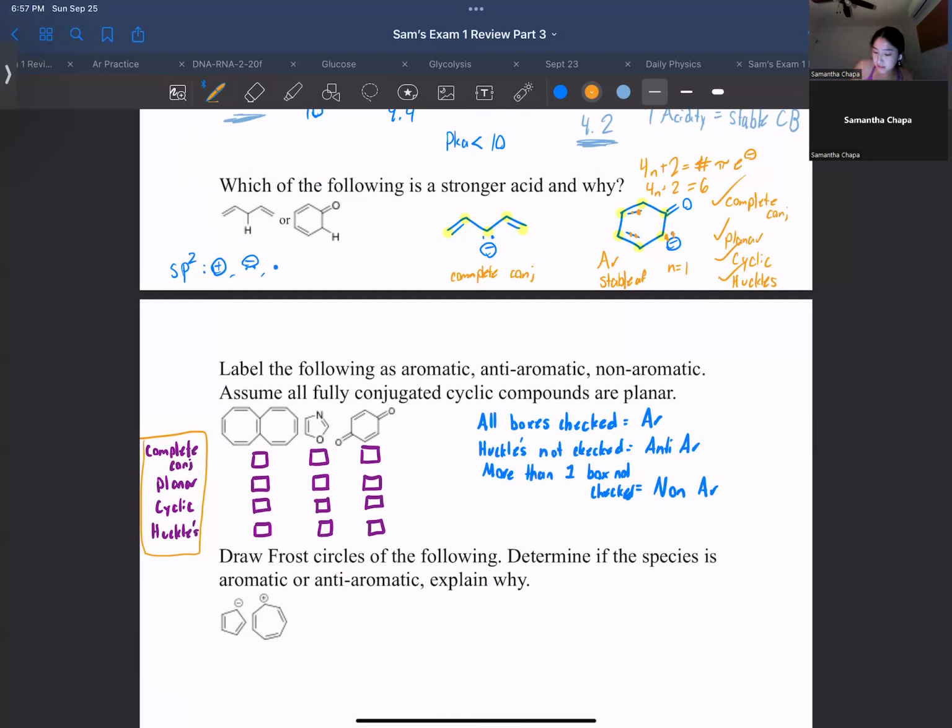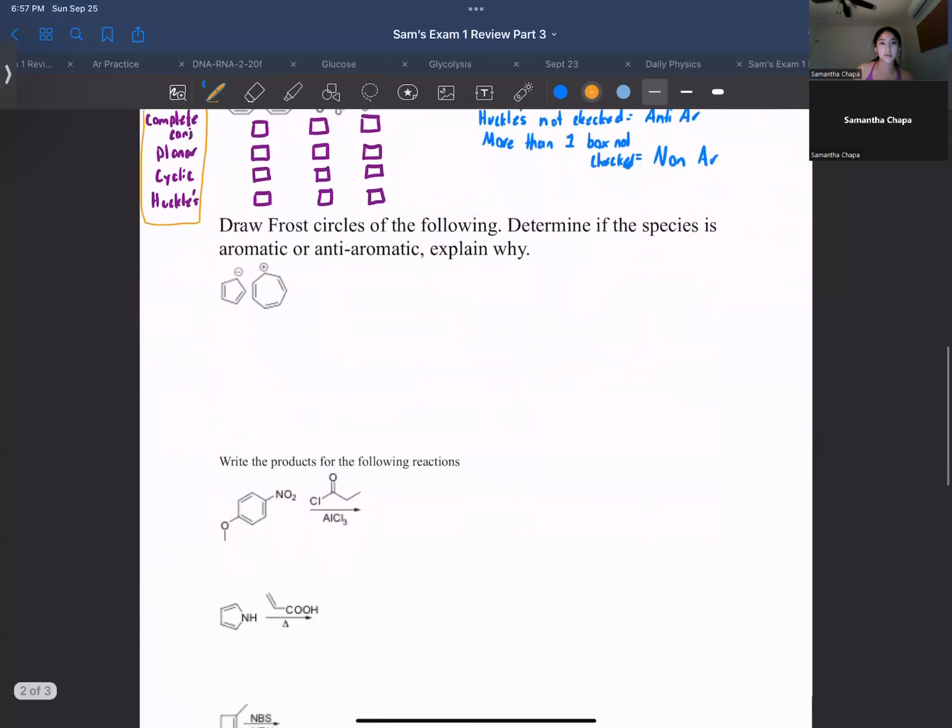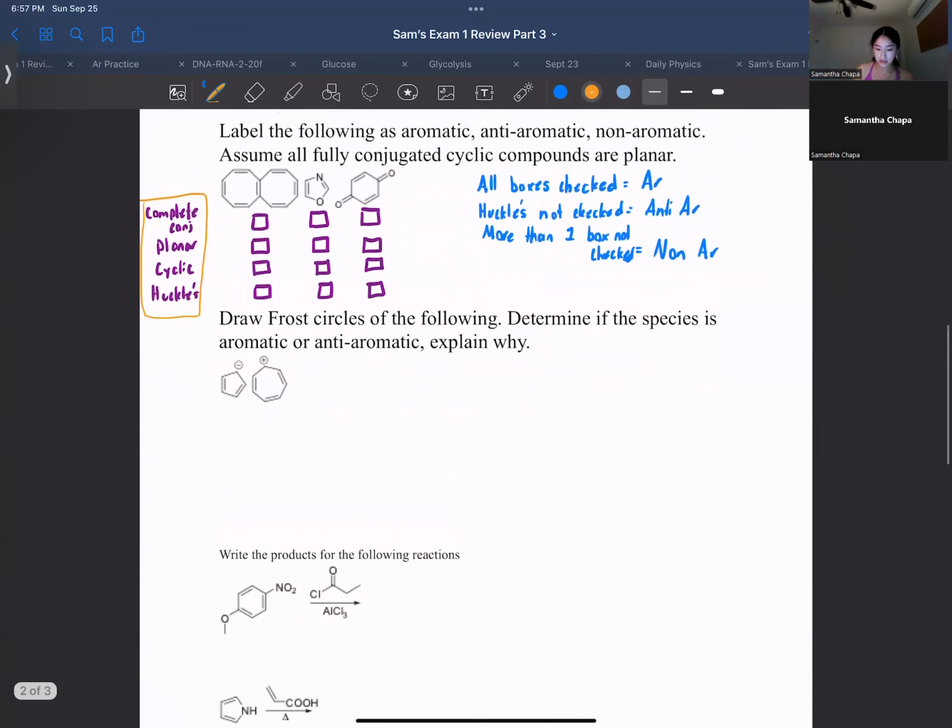So then this is going to be my more stable conjugate base, meaning that this one should be more acidic. There you go. So that's going to be a stronger acid. It's going to have the lower pKa. Then I'm going to move on to down here.